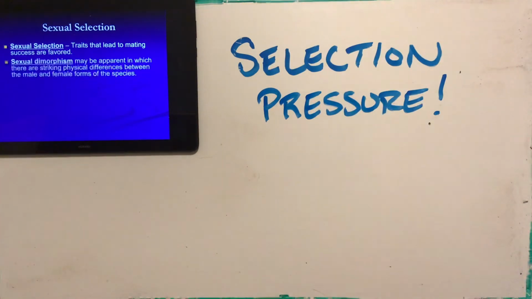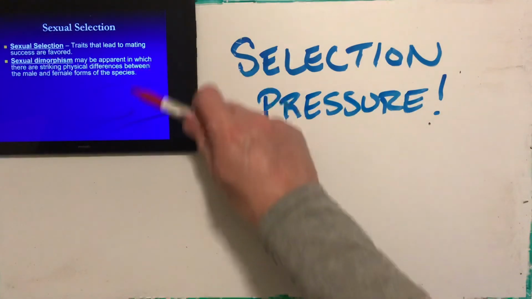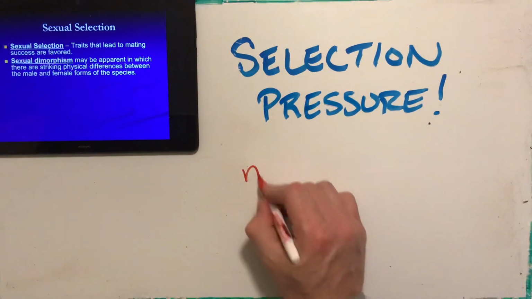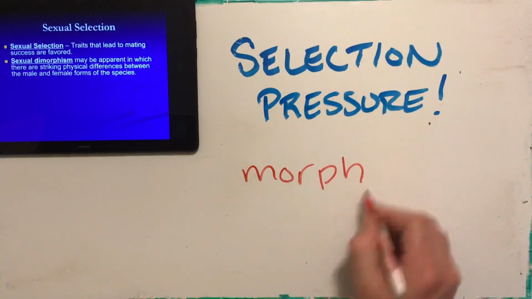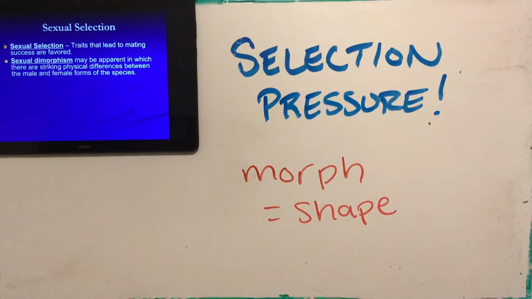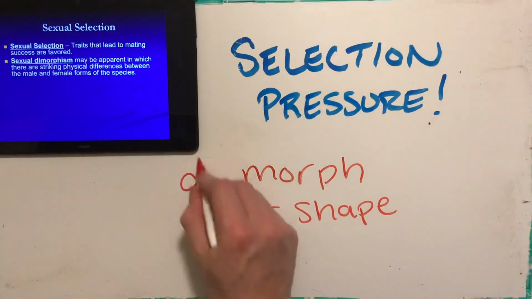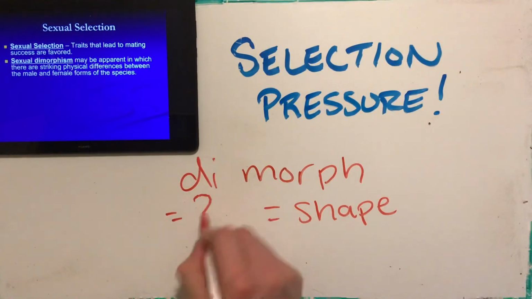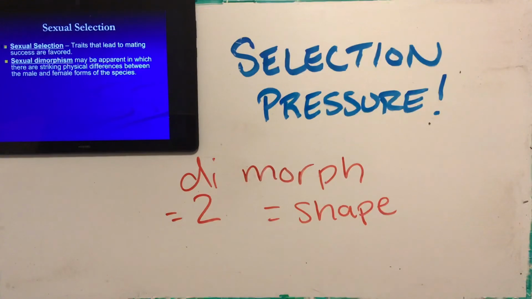So what we often see with things that undergo sexual selection, we'll see sexual dimorphism, all right? These are related but not the same. Morph is shape, right? And of course, di is two.